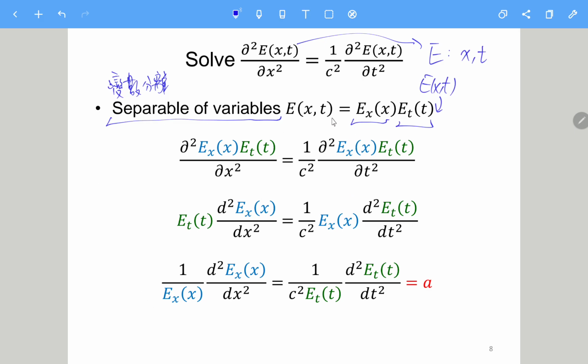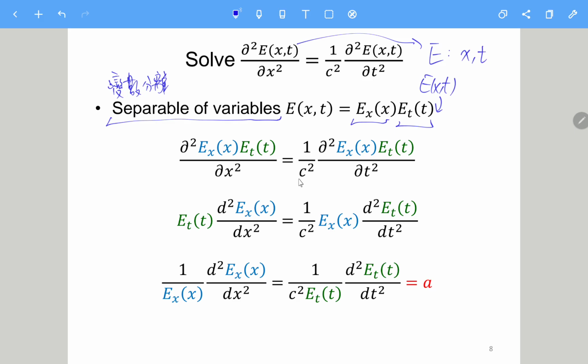Okay, so here we assume E of x comma t equals a function of x multiplied by a function of time. Then we just plug this into the partial differential equation we are trying to solve. Here I highlight E of x in blue and E of t in green. On the left side, nothing special, I just plug this in. On the right side we have 1 over c squared, then the second partial derivative with respect to time, and here we have E x times E t.